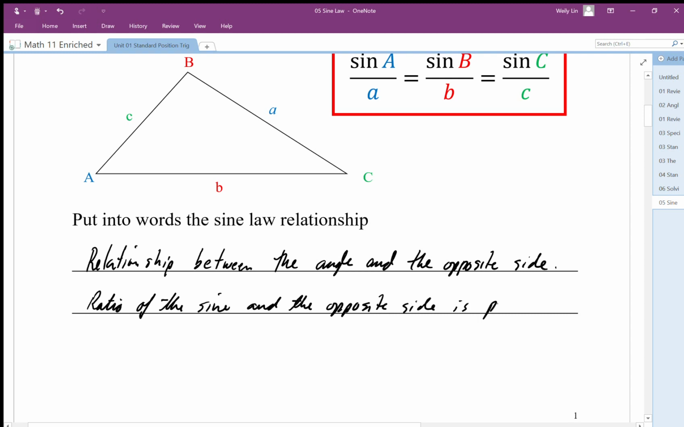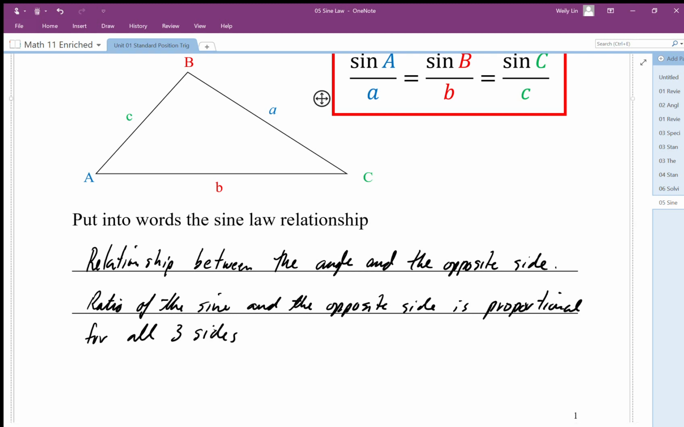This is an important word, proportional, for all the sides. So this is essentially the sine law relationship. It allows us to connect the angle and the opposite side in proportion for all the sides and opposite angles.